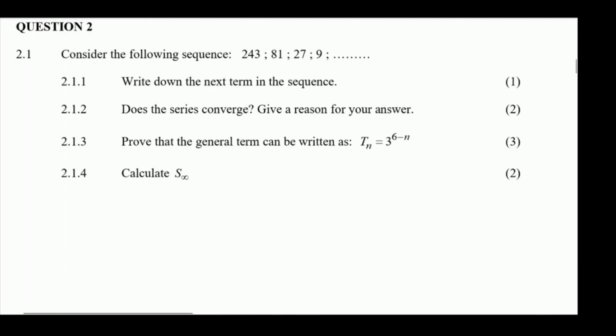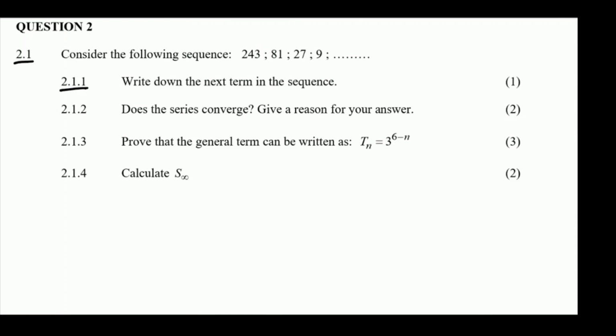Now we're going to do question 2. 2.1, we are given the following sequence. We are not told what type of sequence this is, whether it's arithmetic or geometric. But in 2.1.1 we are asked to write the next term of the sequence, right? So what we can detect, you can first try finding the difference of these sequence and see if you will get a common number, but it definitely won't.